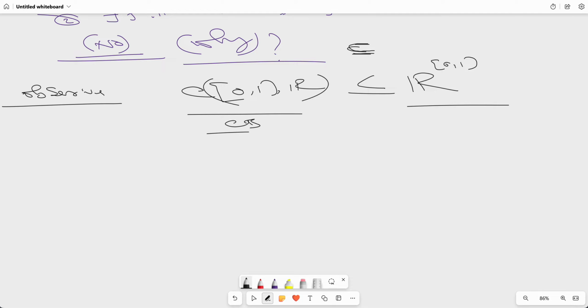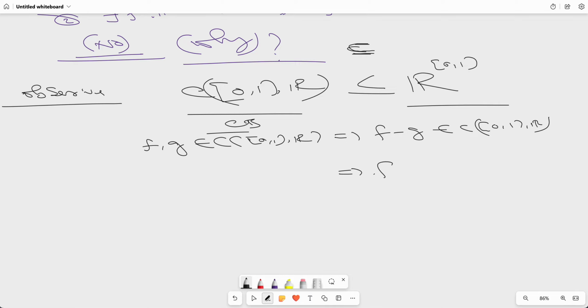So clearly this is a subring, because you choose f, g inside C([0,1], R). What does it mean? This implies that f minus g is inside C([0,1], R), right? Because f and g are continuous, their addition and subtraction is also continuous, and this also implies that f dot g is continuous, right? So this is very easy. So this is a subring of R^[0,1].